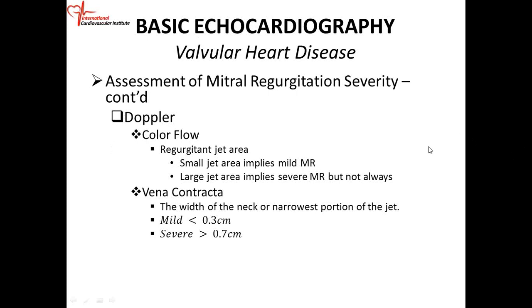So if you were to measure the linear width of that regurgitant EROA, effective regurgitant orifice area, you get the vena contracta. That's what we call the vena contracta. Let me see if I can draw it, because you have to understand this, you're going to get this in the exam, all right? There's no two ways about it. Let me see if I can draw it.